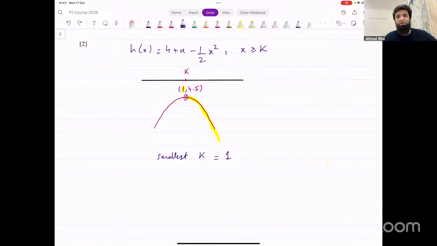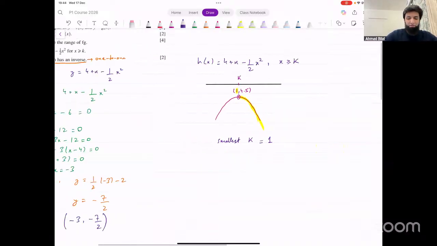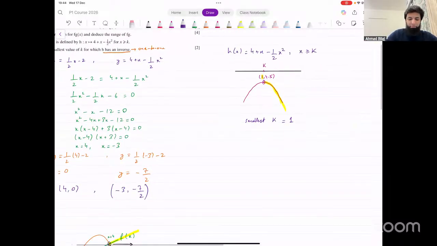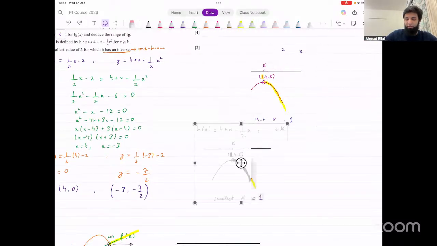So in all such questions where they ask you for the smallest value of something or the largest value of something, and they want you to have the function as 1 to 1, you will write down the x coordinate of the turning point of that function, right? That's a standard response to such questions, but that's the logic of it as we just understood it.